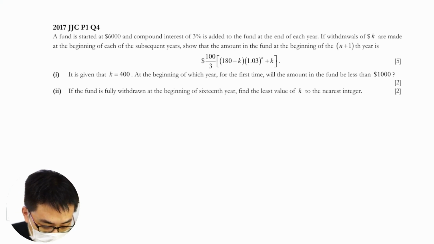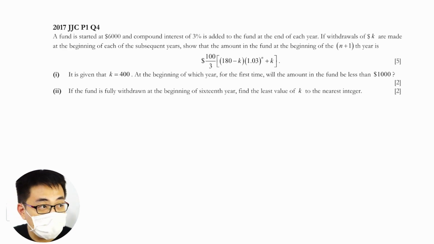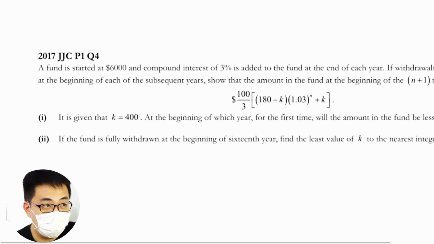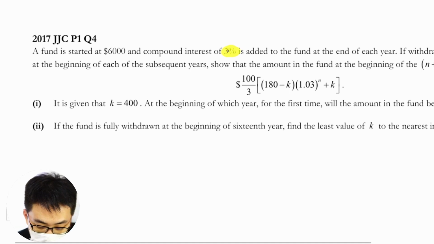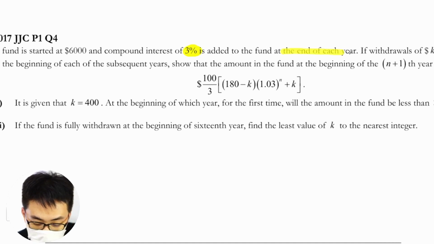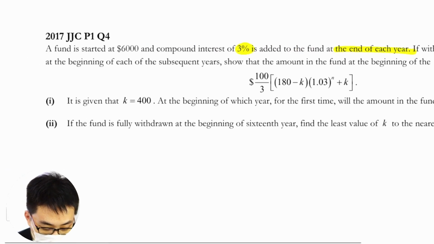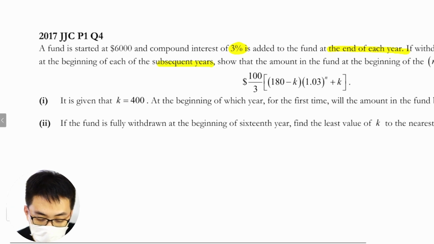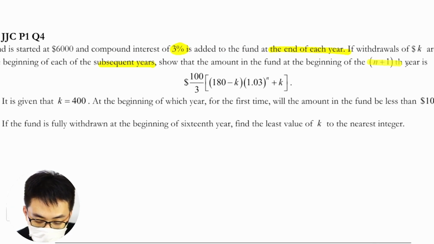Now, when you're doing compound interest, make sure you know how to present your question and also pattern recognize. That's the main thing, okay? So you start off with a fund starting at 6,000, compounded at an interest of 3%. It's added to the fund at the end of each year. Okay, end of each year. If withdrawals of K are made at the beginning of each subsequent year, so that the amount in the fund at the beginning of the N plus 1 year is this amount.